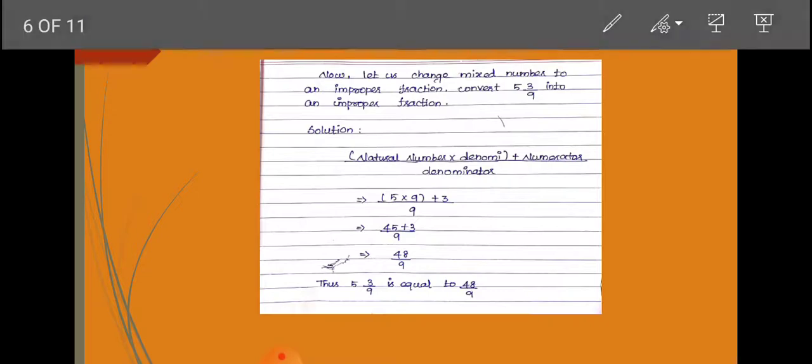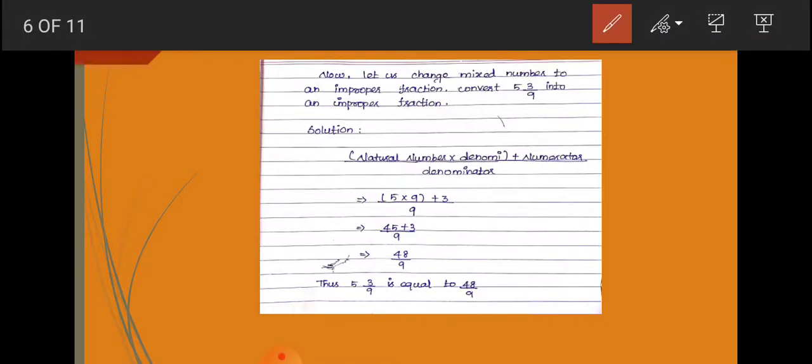Now let us change a mixed number to an improper fraction. Convert 5 3 divided by 9 into an improper fraction. This is a mixed fraction. We are going to change it to an improper fraction. How to find? Here the question is 5 3 divided by 9.